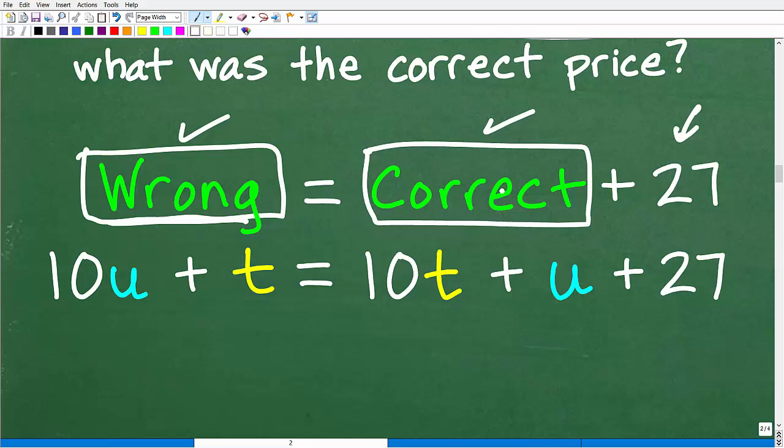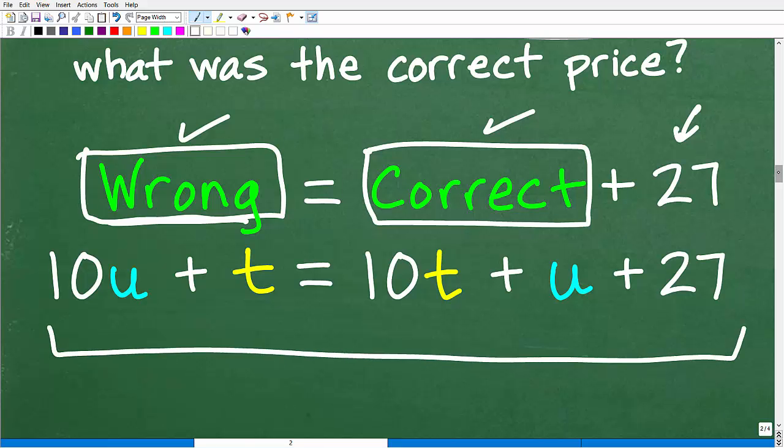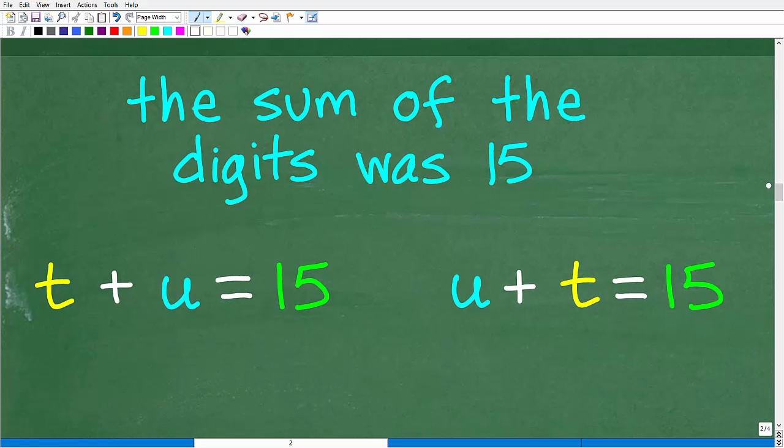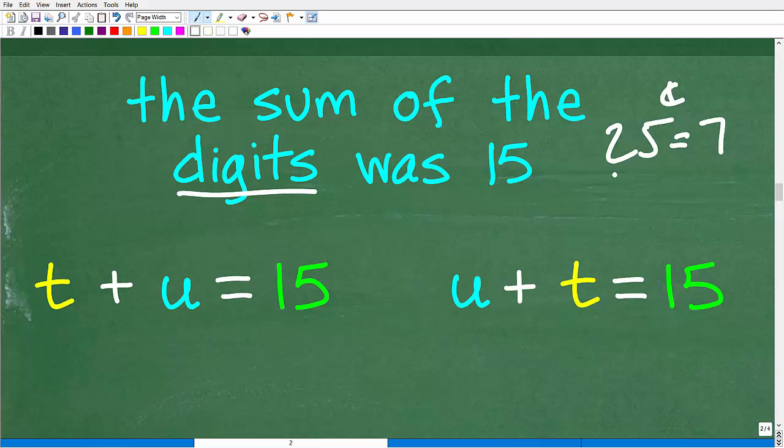All right, so now this is one equation. Of course, we could clean this up, but we'll get back to that in a second. But let's go ahead and figure out this second equation. The second equation is the sum of the digits was 15. This could be a little bit confusing, but now that we understand digits, if we have 25, let's go back to our 25 cents item price. What is the sum of the digits? Well, it's going to be 2 plus 5, which is 7. It doesn't make a difference if we add the 2, the tens, and the units, or the units and the tens. We're still going to get the right answer.